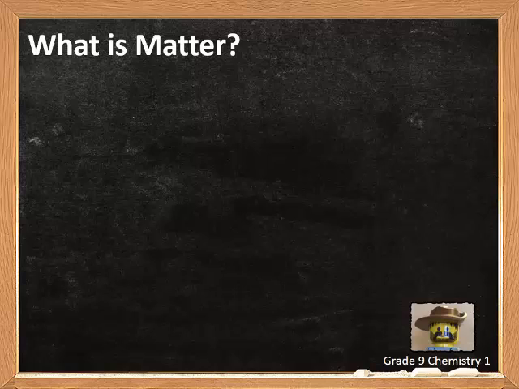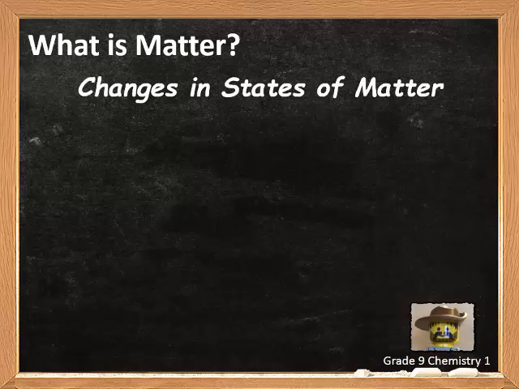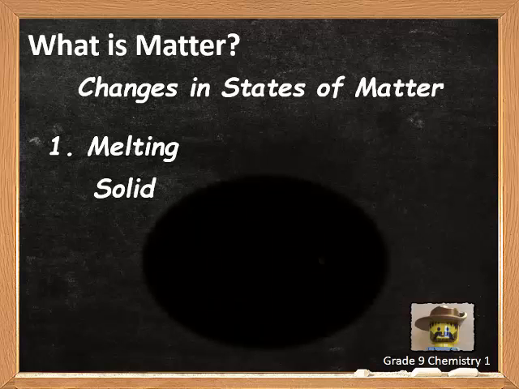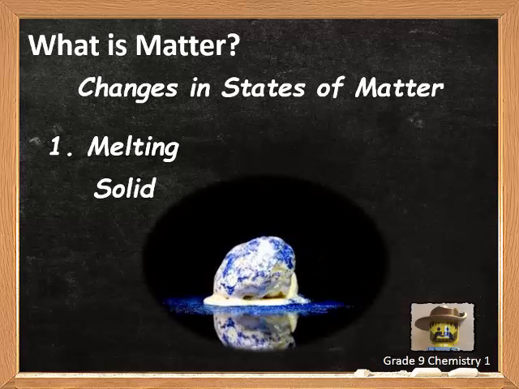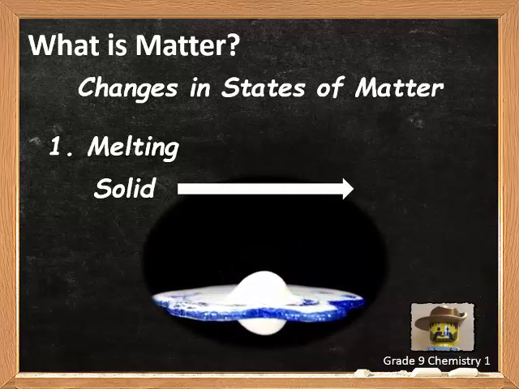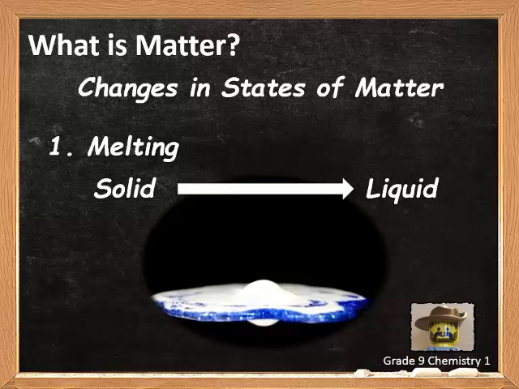Matter can also change between these 3 states of solid, liquid, and gas. This is achieved by altering or changing pressure or temperature. For us, we are mainly concerned with temperature changes. The first change in state is melting. We are pretty familiar with this change. It is when solids change directly into a liquid.